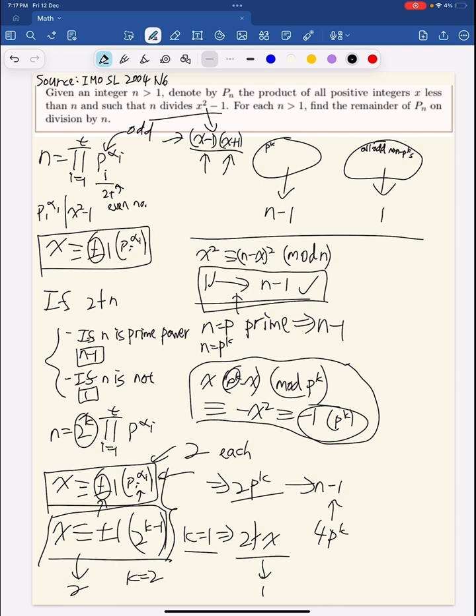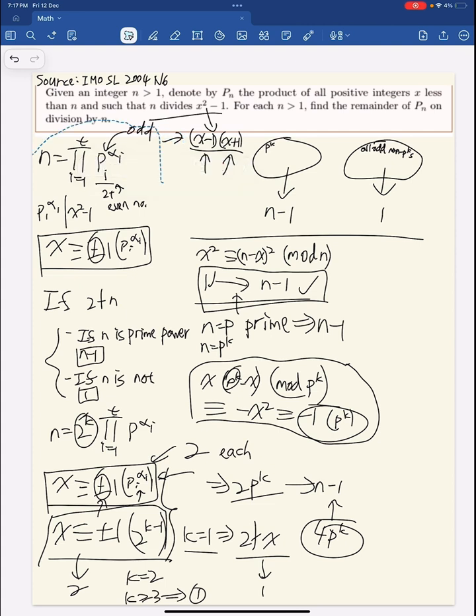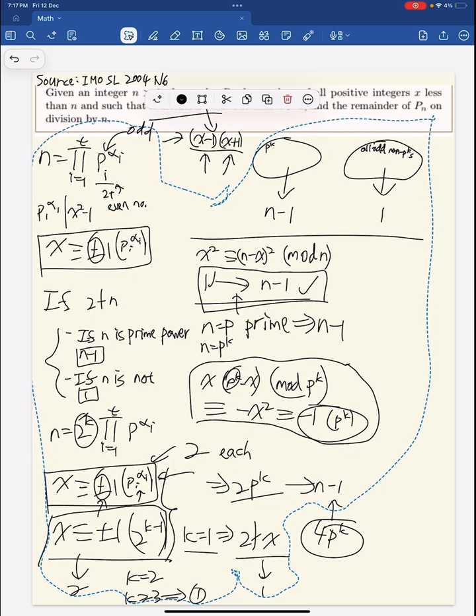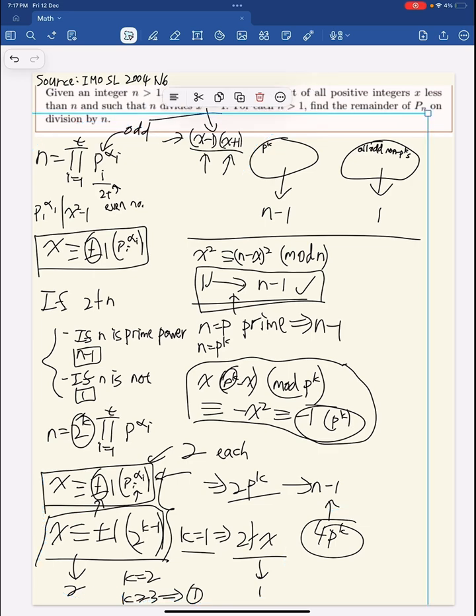But as we just saw, 12 actually goes to 1. So let's analyze this case later. For now, we know that if k is larger than or equal to 3, the answer is 1. Okay, by now we are almost done. Let me just put these all aside. The only case that remains is 4 times p to the k, which is tricky, I guess you could say that.